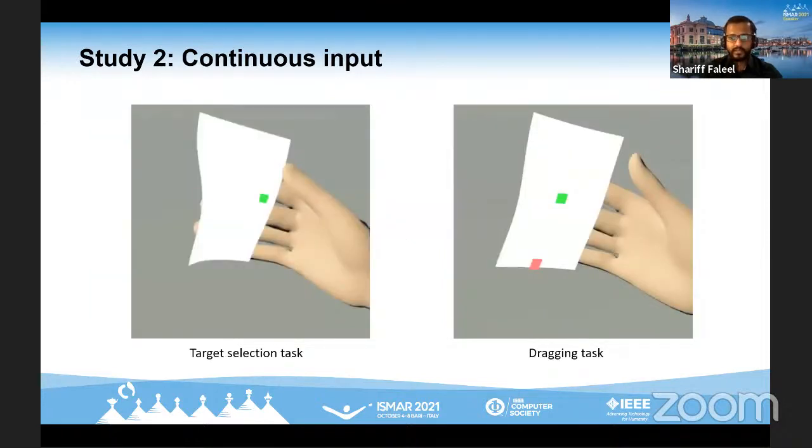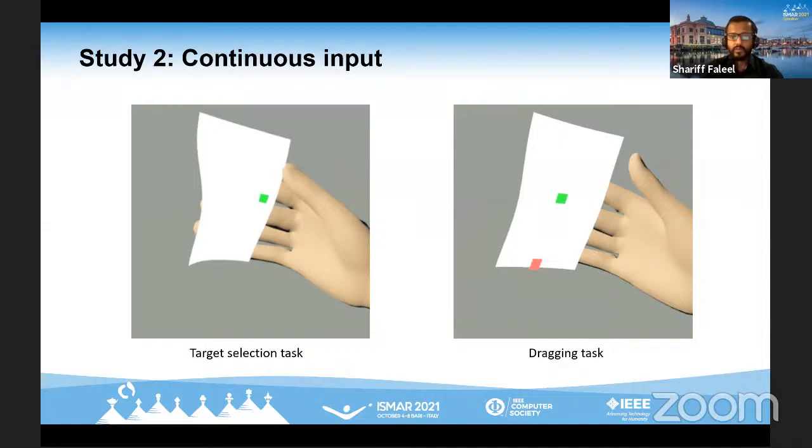So for the second study, you have two different tasks. First is a target selection task, and the second is a dragging task. Another thing that we did was, from the previous study, we observed that the region around the pinky finger is not the most comfortable to interact with. As a matter of fact, we had to exclude one participant because he couldn't interact with the pinky finger.